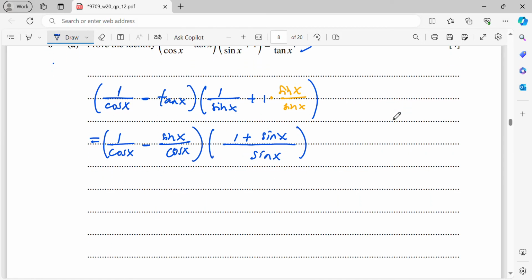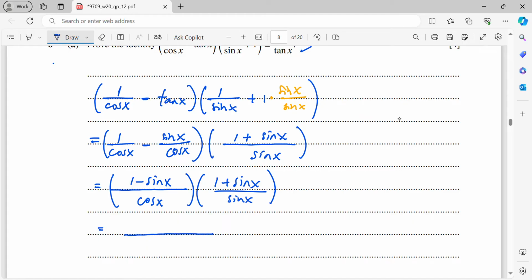Then for the left bracket, since both are also over cos, now I'm getting the same denominator. So I will just combine, and it will be 1 minus sine x in the numerator. And for the other term, it will be 1 plus sine x over sine x. Now, from here, the brackets mean times. So you times the numerators and times the denominators separately. So for the denominator, cos x times sine x, I will just write sine x cos x.